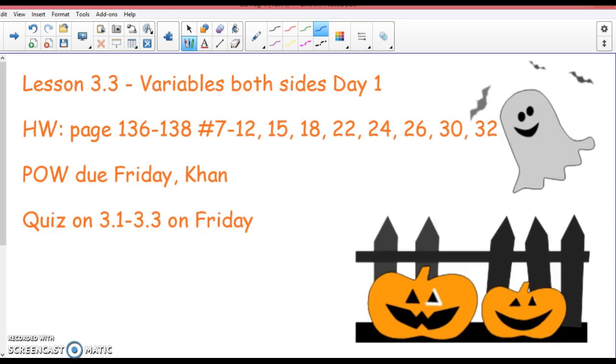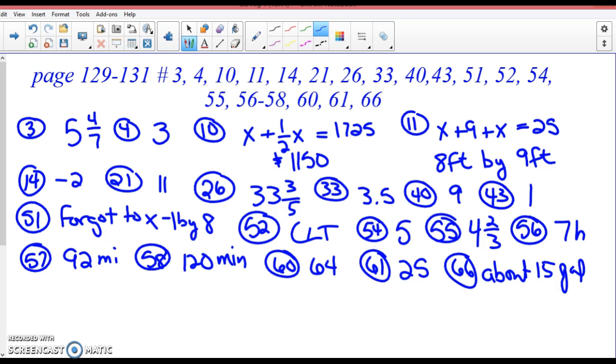3.3 variables on both sides, day one. That's the homework that goes with it. Here are the answers to last night's homework.